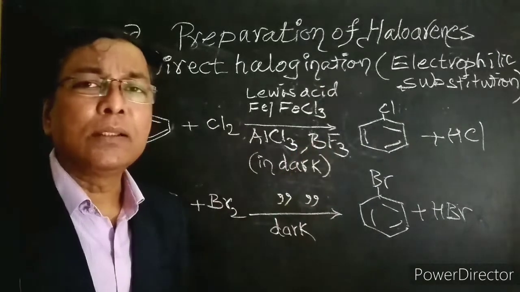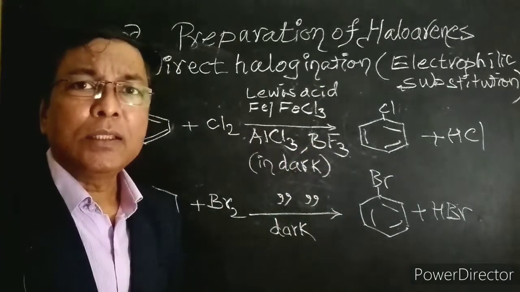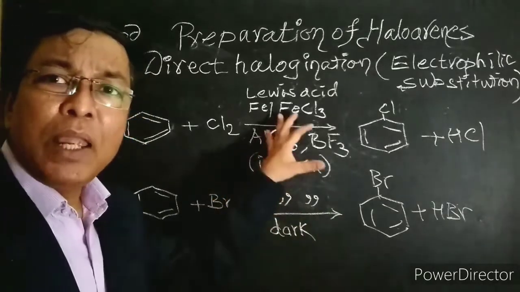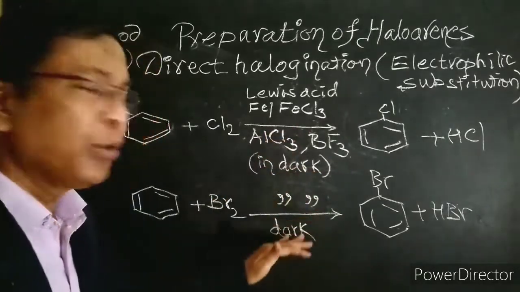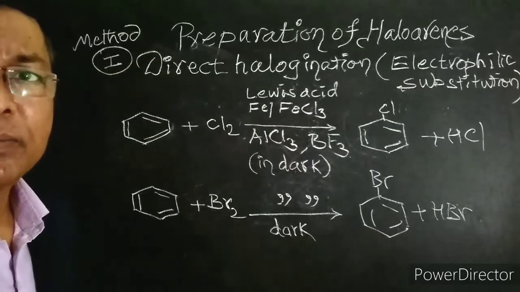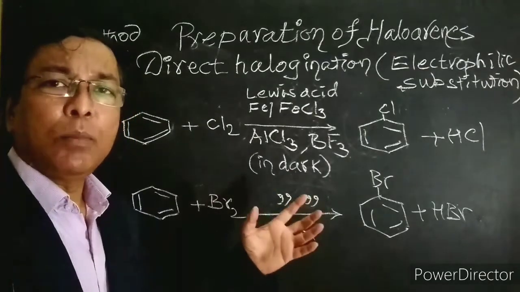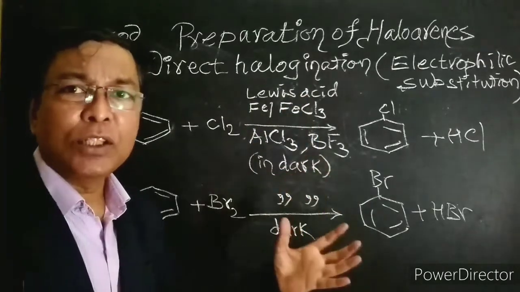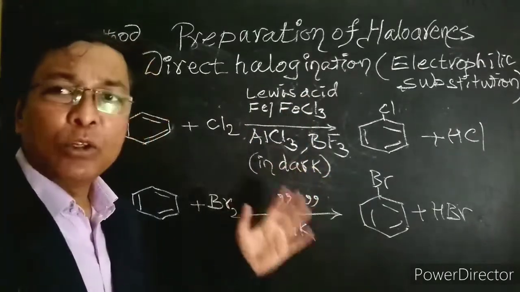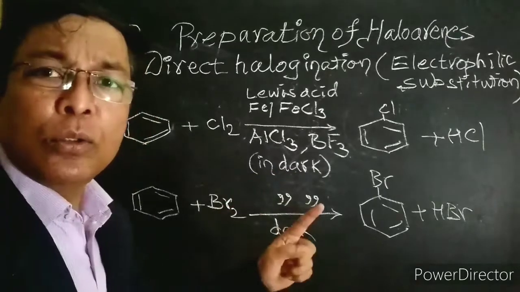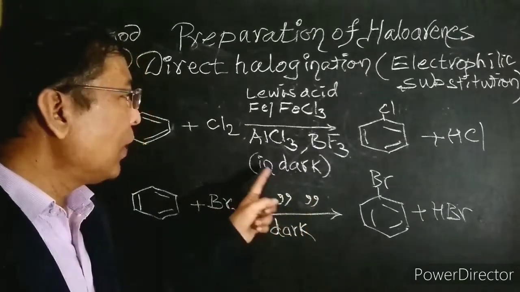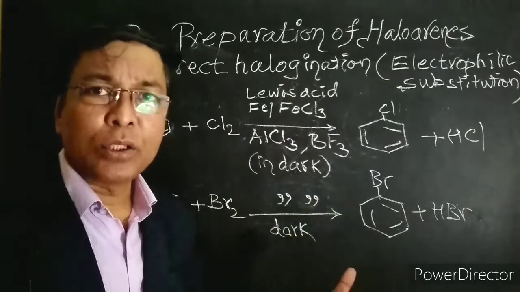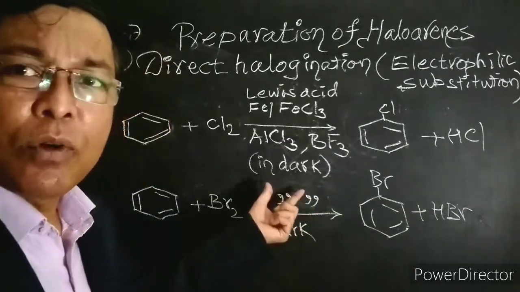Here the Lewis acids act like catalysts and they are halogen carriers. How they behave like halogen carriers, we are going to see in the mechanism. I will explain the mechanism of this reaction and how this Lewis acid acts like a catalyst and a halogen carrier, and I will also give the answer for why this reaction is carried out in the dark, and why not in light.